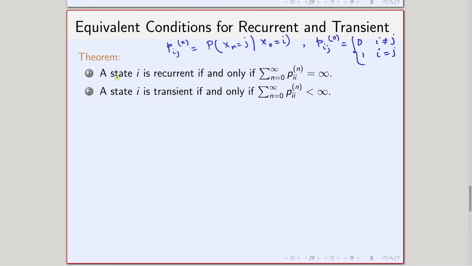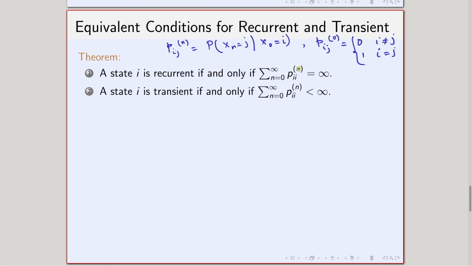So, it basically says that a state I is recurrent if and only if the summation over n equals 0 to infinity of Pii^(n) is infinite, and I is transient if and only if the same sum is less than infinity.